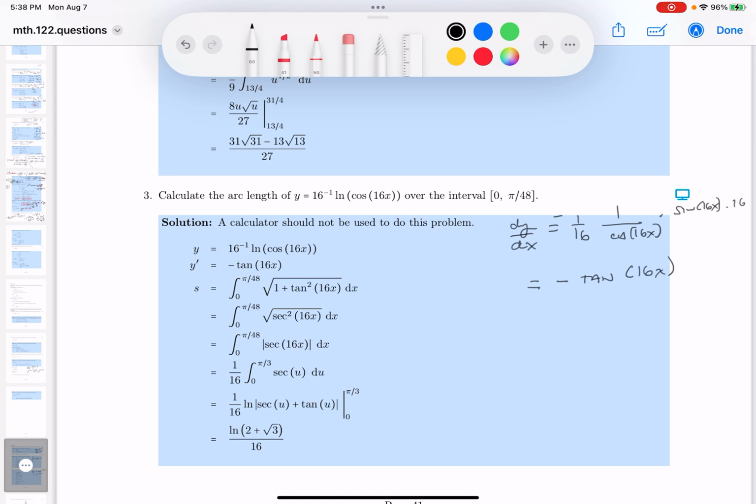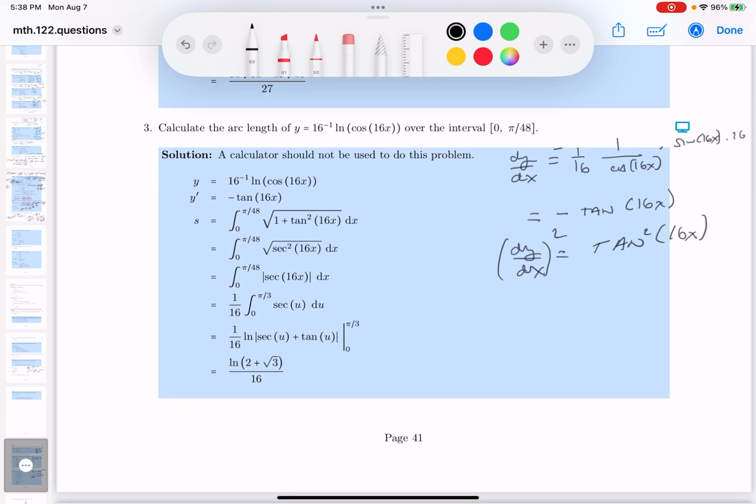All right, what I'm going to do now is square it. And you're going to get tangent squared of 16x. All right, so I think I can write the integration down now. It doesn't look that bad. It's going to be from 0 to pi over 48, the root of 1 plus the tangent squared of 16x, and then dx.